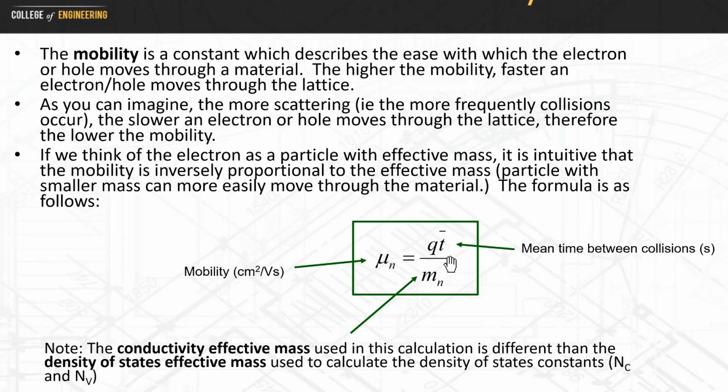The thing on the top, it says the mean time between collisions, and then the Q is the charge. So this also should make sense, because if you think about it, the more frequently that the electron collides, what's going to happen to the mean time between collisions? If collisions are happening very frequently, it's going to go down. The mean time between collisions is lower, right? And if T is lower, then the mobility is also lower.